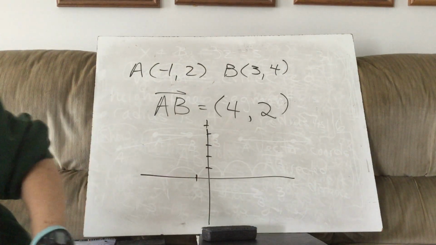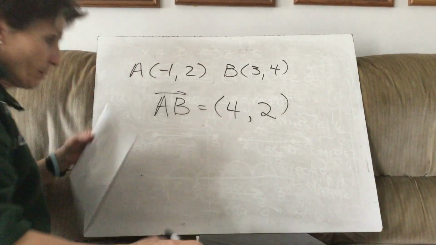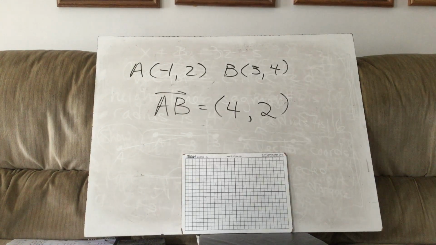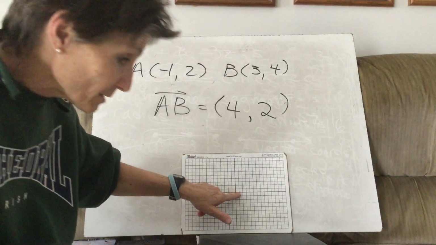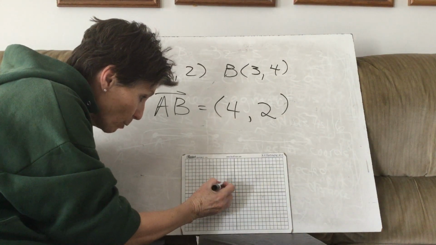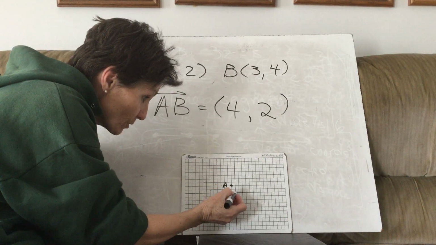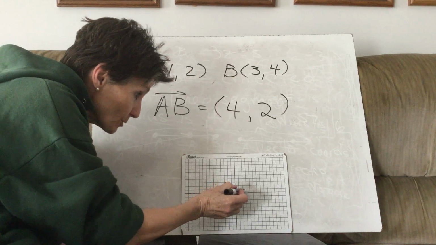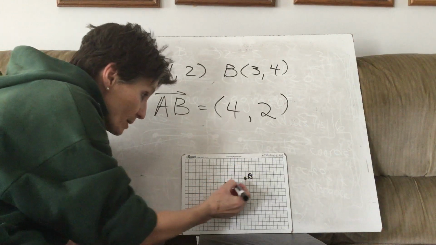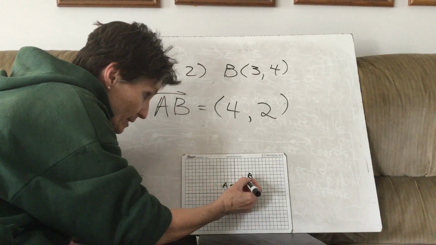Oh, you know what? Why don't I use my grid board? Then maybe we can see a little bit better. Can you see that okay? All right, so here's the origin. So I'm going to plot the point -1, 2. So -1, 2 is going to be plotted right here. So there's point A. And then point B is 3, 4. So here's the origin. I'll make it a little darker. 1, 2, 3, 1, 2, 3, 4. There is point B. So here is a picture of the vector we're talking about, right there.